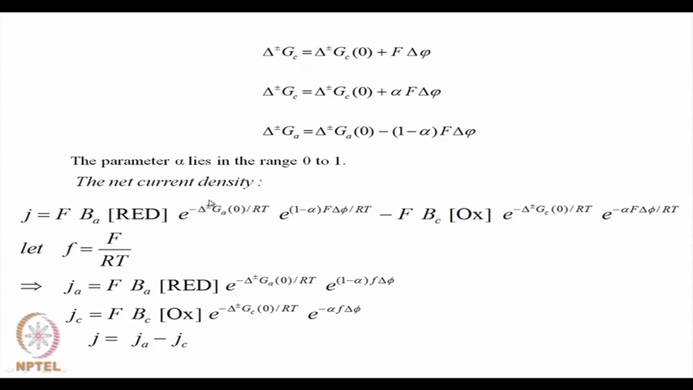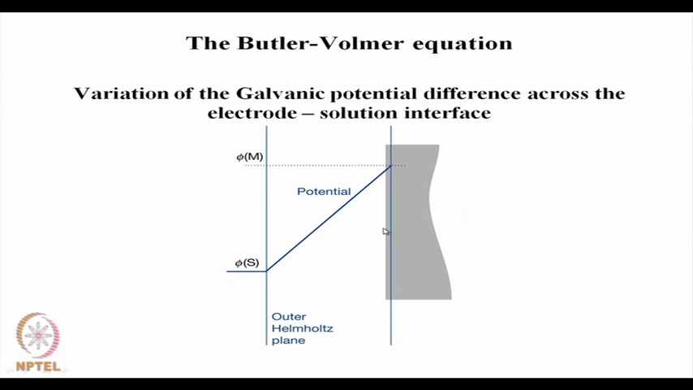Okay. So, net current density we can express in this way, that J is equal to F into anodic pre-exponential factor into reductant concentration times these factors, because we have to write it in this way. Delta G C is delta G C0 double dagger plus F delta phi. In the same way, delta G A you can write in this way. So, you just plug in these two over this expression.